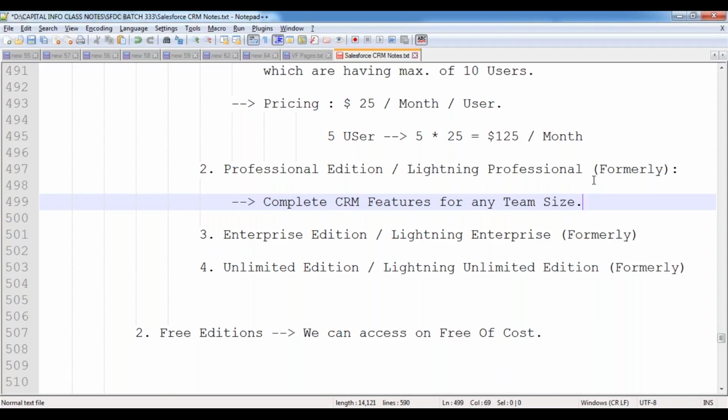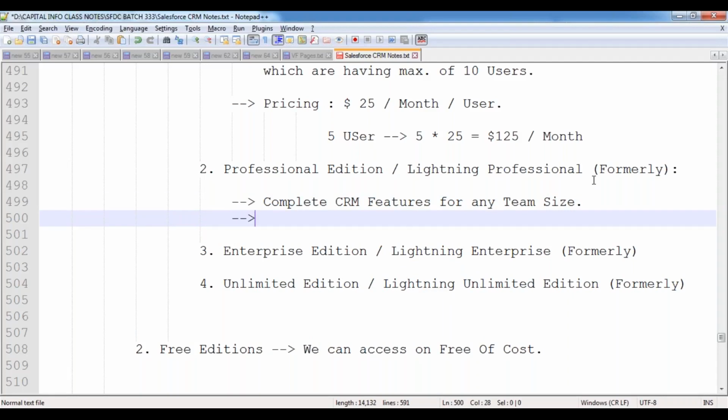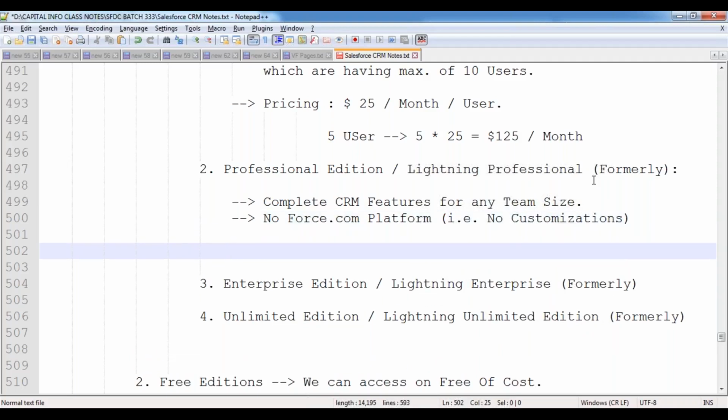Professional edition is going to offer the complete CRM functionalities: marketing features, sales features, service features, all the features, but no platform over here. No Force.com platform, that is, no customizations. We can't access the Force.com platform with this edition. You will get only the CRM features, like marketing, sales, and service related features, to automate your customers' information, but there is no Force.com platform at all.